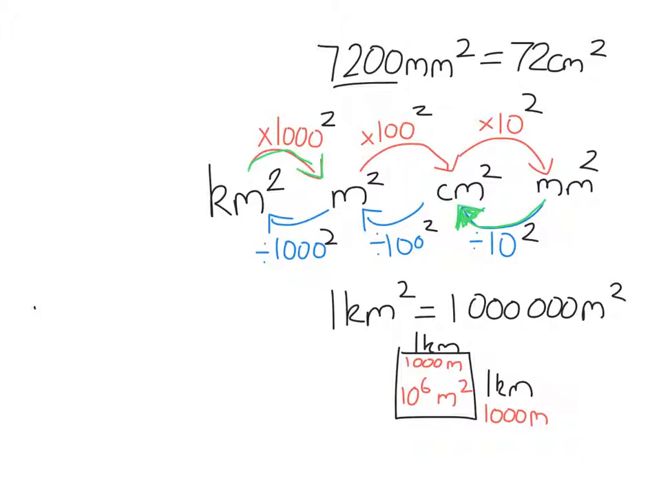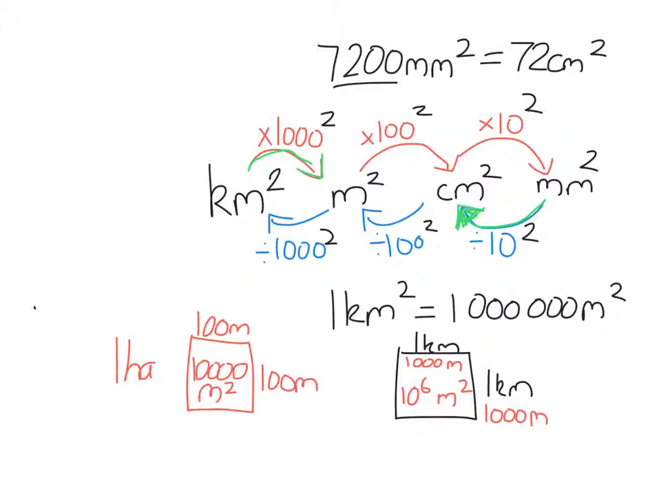There's one thing in square units that's not on this chart, and that is hectares. 1 hectare is 100 meters by 100 meters. So of course 100 by 100 gives 10,000 meters squared. So 1 hectare is 10,000 meters squared.